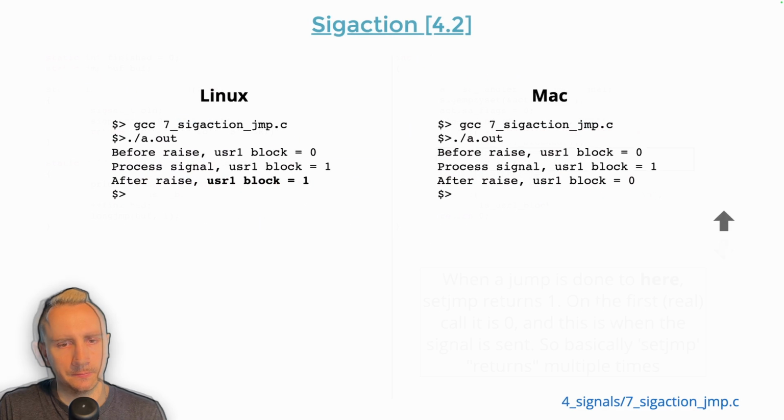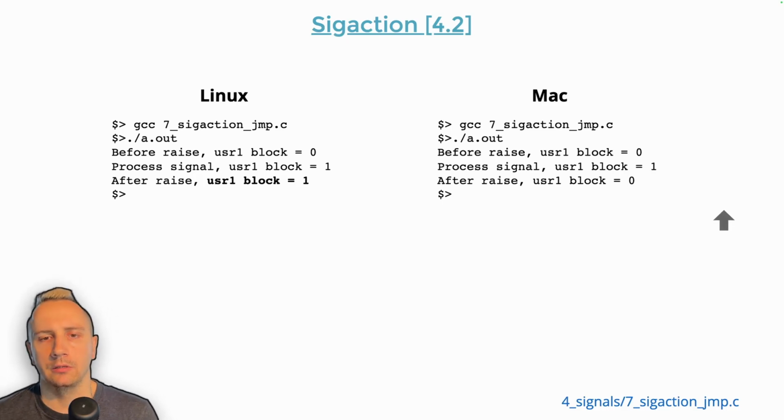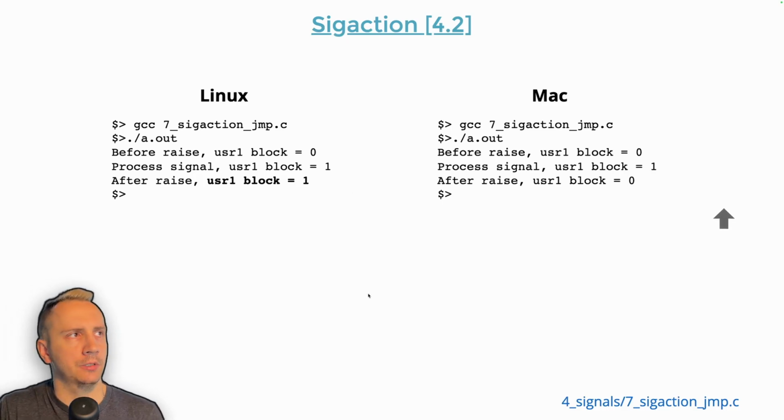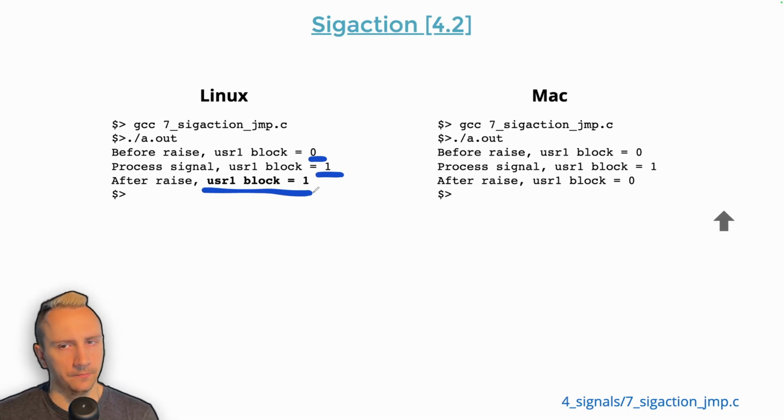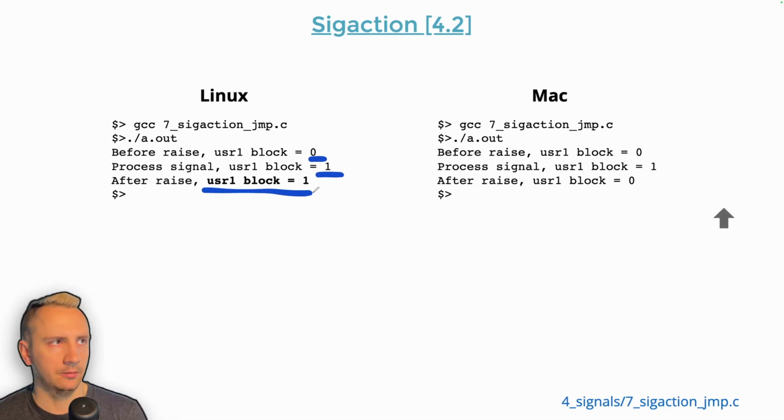Let's see how it's working. Somehow it works differently on Mac and on Linux. Let's see. On Linux, before raising the signal, I see that SIGUSR1 was blocked. Then I processed the signal. During processing, it was blocked, obviously, by default, because I did not specify the NODEFER flag. Then after raise, I jump into the main function, and the user signal remains blocked. I exited the signal handler, but the signal is still blocked. So I broke something. Apparently it's not supposed to happen.